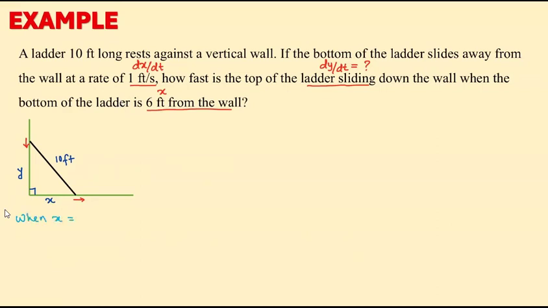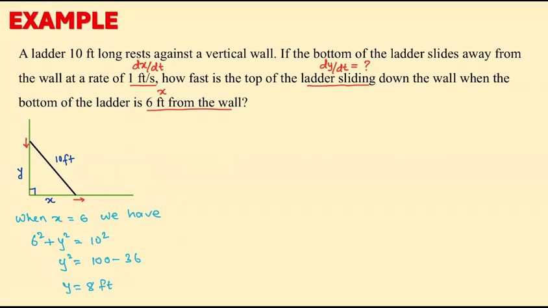When x is equal to 6, if we use the Pythagoras theorem here, x squared, that is 6 squared, plus y squared equal to 10 squared. So y squared is equal to 10 squared, which is 100, minus 6 squared, which is 36. Now, 100 minus 36 is 64. So y squared equal to 64, meaning y is equal to 8. Okay, 8 feet. That means we are doing the calculation when x equal to 6 and y equal to 8.